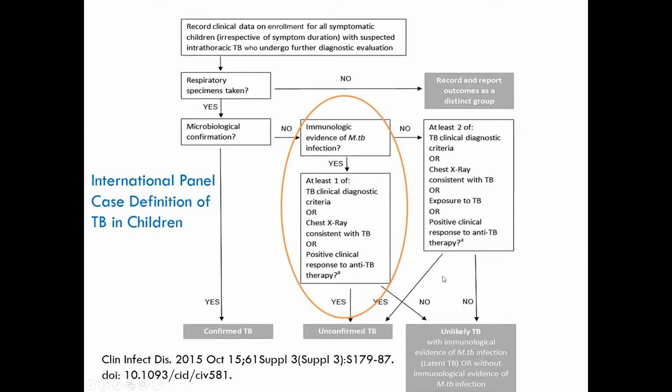And then these two groups over here are your groups with a clinical diagnosis. The middle group being patients that have either a positive IGRA or skin test and at least one clinical criteria. And then if their IGRA or their skin test are negative, they have to have at least two clinical criteria. And this was produced to help have a standard for the clinical definition of tuberculosis in children.